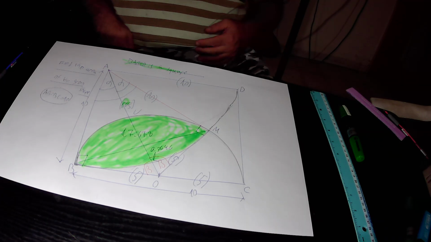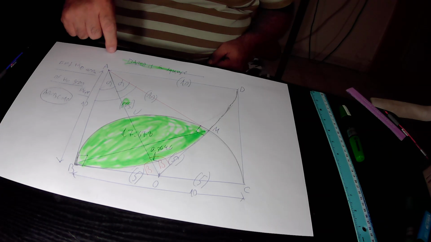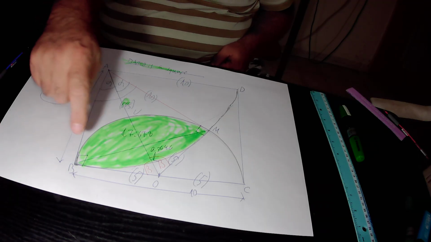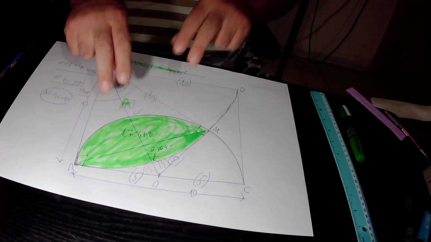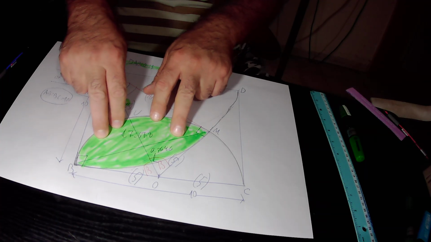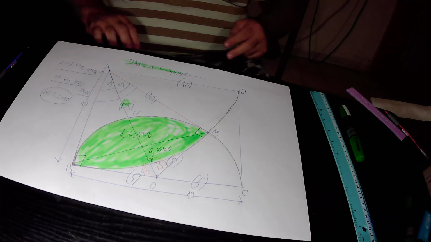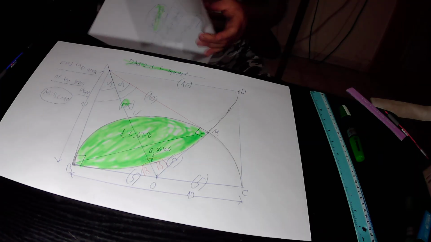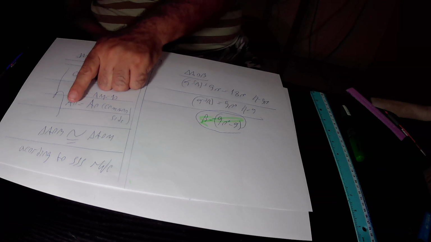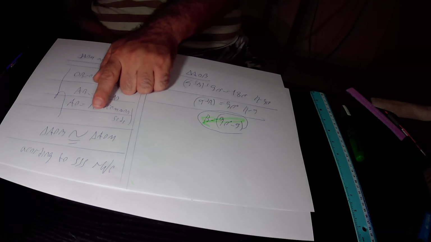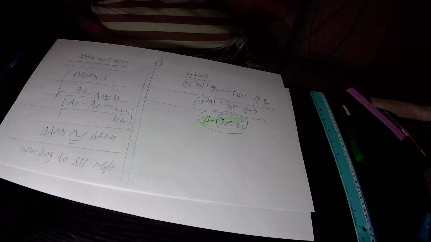So in total, we find that all the sides of the right triangle ABO are correspondingly equal to all the sides of the right triangle AOM, and therefore those two right triangles are congruent according to the side rule. So the right triangle AOB is congruent, this is the sign of congruence, to the right triangle AOM according to the side rule.